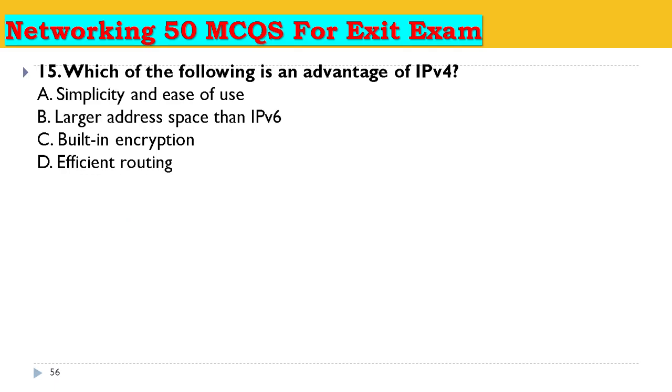15. Which of the following is an advantage of IP version 4? A. Simplicity and ease of use. B. Larger address space than IP version 6. C. Built-in encryption. D. Efficient routing. The advantage of IP version 4 is simplicity and ease of use. But it does not have a larger address space than IP version 6, it doesn't have built-in encryption, and it is not efficient for routing.